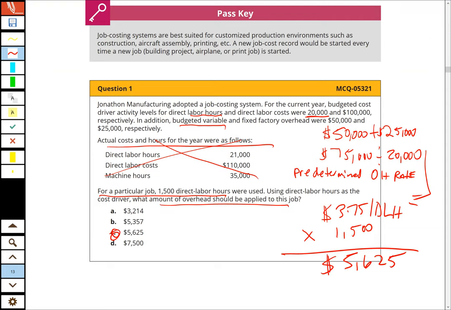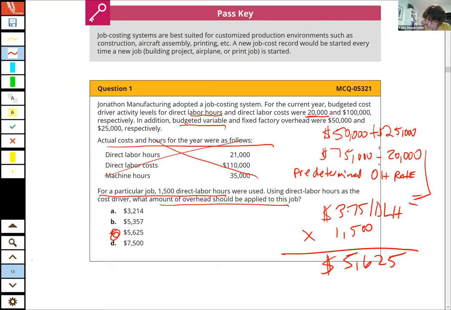Okay, so that's all they're doing. So the trick is what? Use all the budgeted information, come up with a predetermined rate, and then use the actual amount of hours that any job used to apply it. And that's how you'll do that.